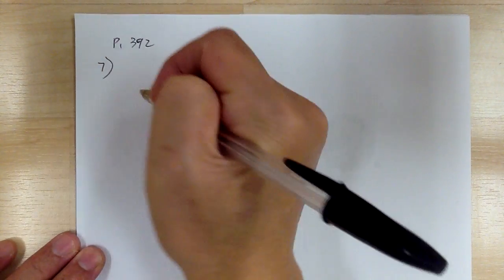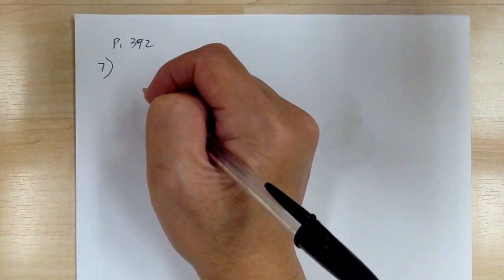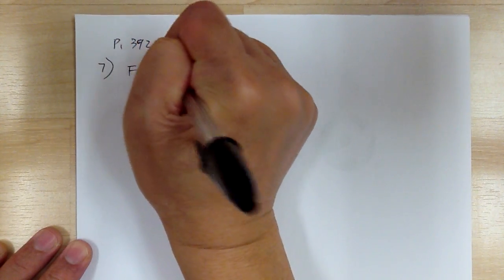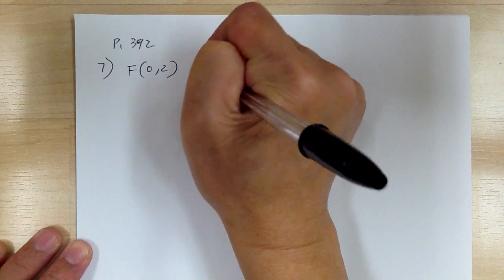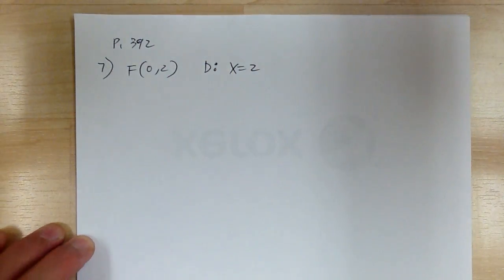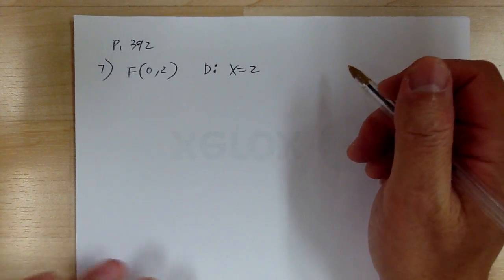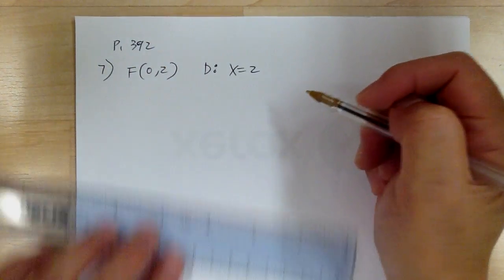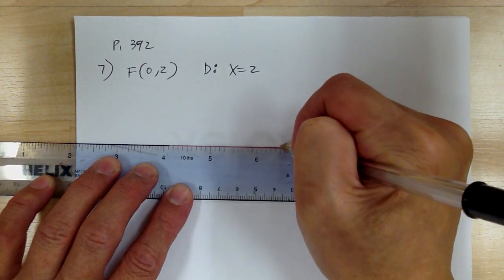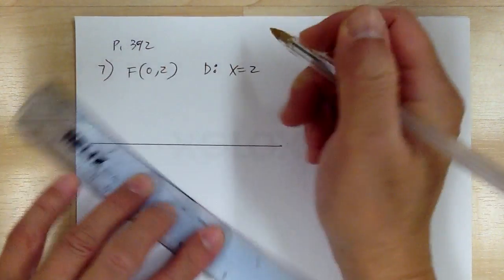Let's go to page 392 and let's start with number 7. So this is the parabola and it says the focus is at 0, 2 and the directrix is x equal to 2. When you're doing this kind of problem, again, it's very important you sketch out information to look at the picture to figure out the equation.